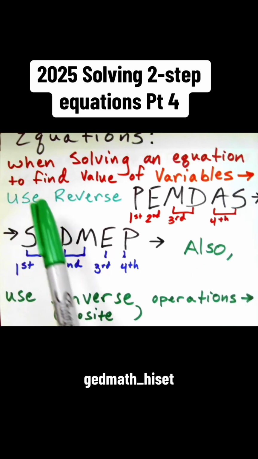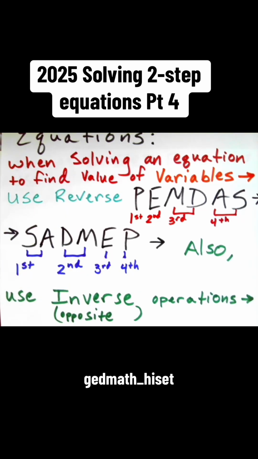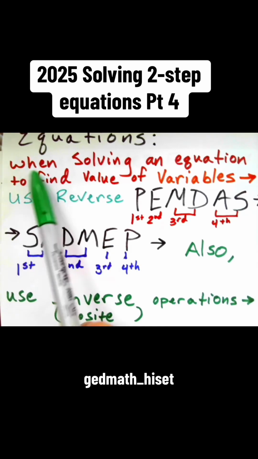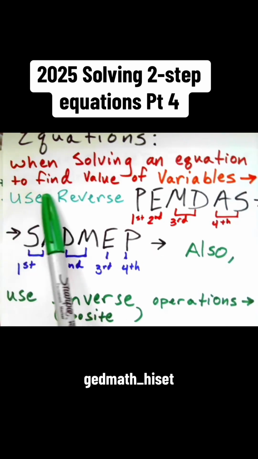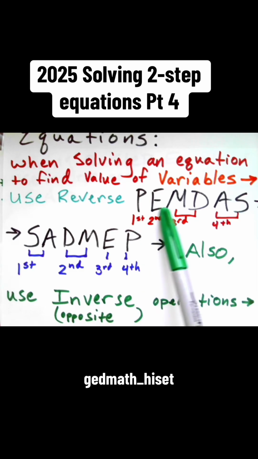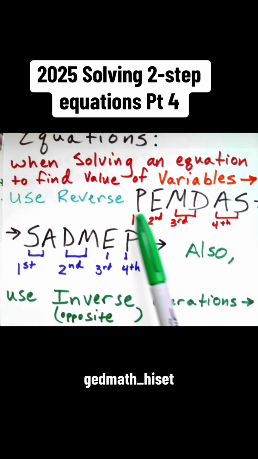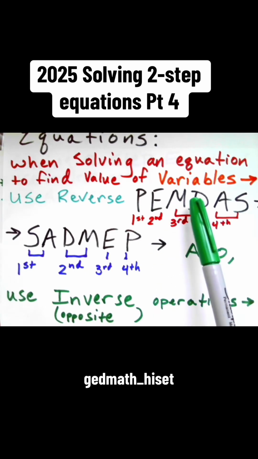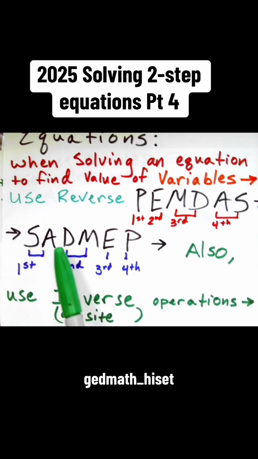So, quick review. We are working on solving two-step equations, and this is my last example. When solving an equation for a variable, when you're looking for that variable x, y, z, you want to use reverse PEMDAS, or order of operations. Parentheses, exponents, multiply, divide, add, and subtract. Which is, first you want to try to do the inverse of subtracting and adding. Then you will do the inverse of dividing and multiplying. Then you'll focus on the exponents, and finally, the parentheses.